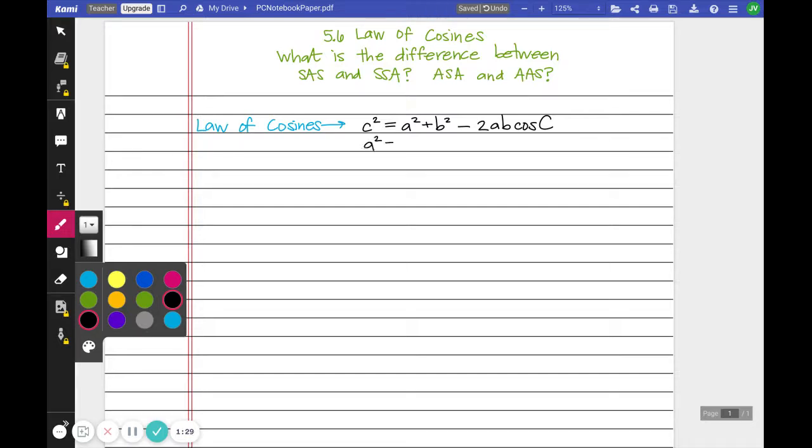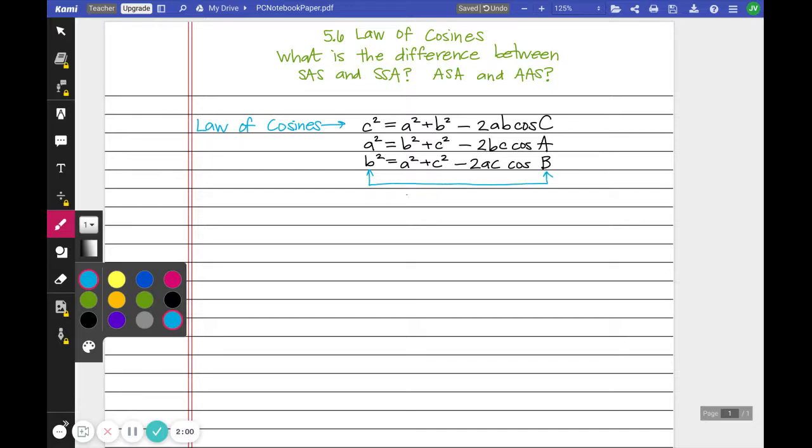Now, I could write it a different way. A squared equals B squared plus C squared minus 2BC cosine A. Or B squared equals A squared plus C squared minus 2AC cosine B. Okay? What my hope is for you is that you notice that B squared matches up with angle B.